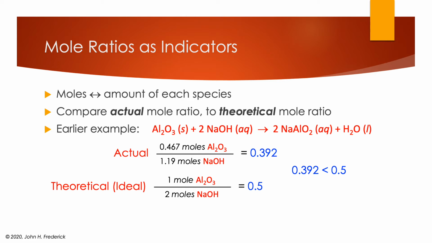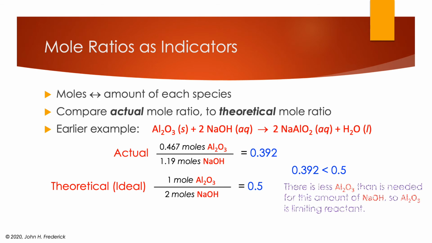So there's two ways I can look at that. I either don't have enough stuff in the numerator or I've got too much stuff in the denominator. But both of those point to the same result. If I don't have enough stuff in the numerator, it means I don't have enough aluminum oxide. So in effect, what this comparison of these two ratios tells me is that there is less aluminum oxide than I need in order to react with that total amount of sodium hydroxide. So the aluminum oxide must be the limiting reactant.